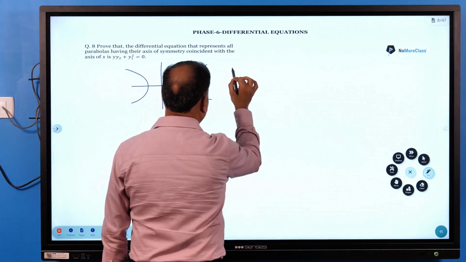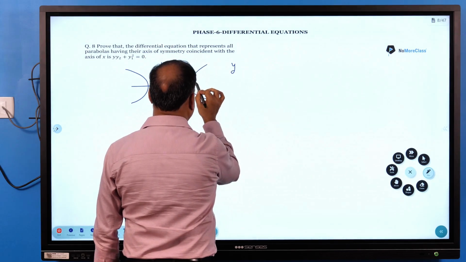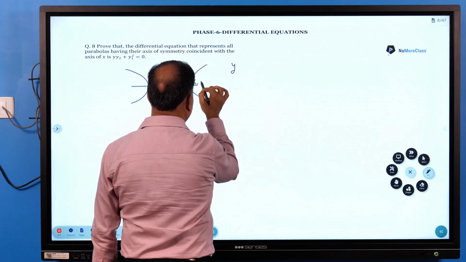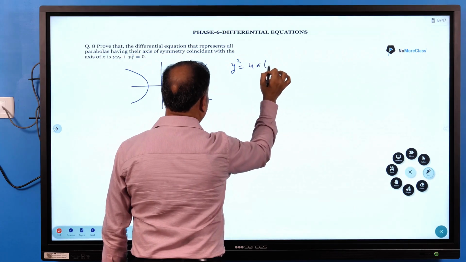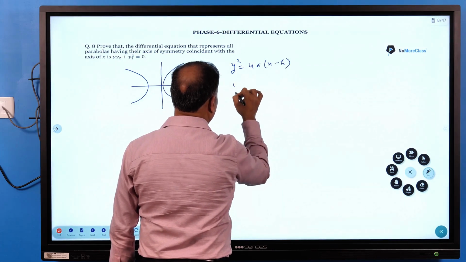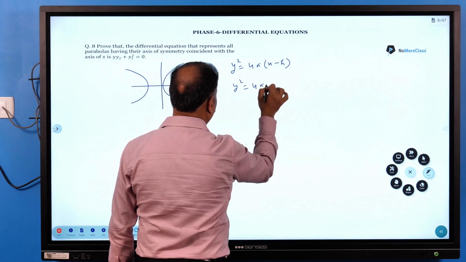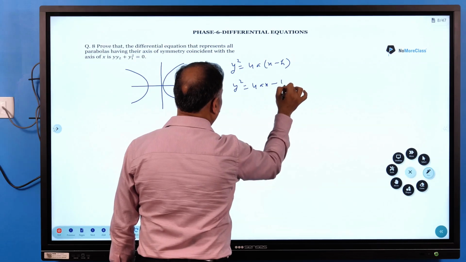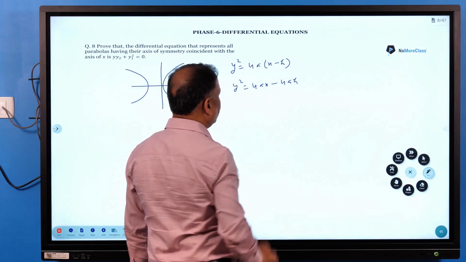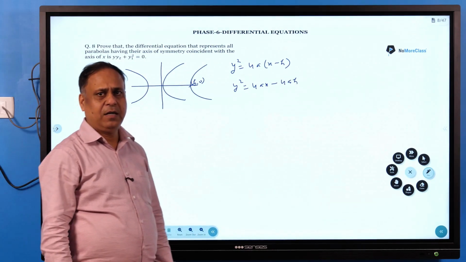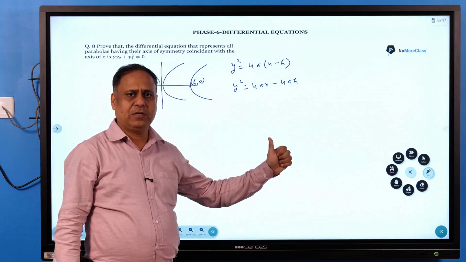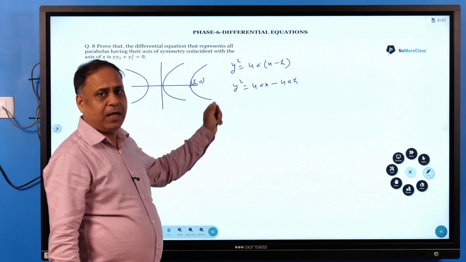So the equation will be, the vertex can be taken as (h, 0). So y square is equal to 4a(x minus h). So y square is equal to 4ax minus 4ah. So two unknowns are there, so the order must be 2. First of all, we will fix the order. So the order of any differential equation will be equal to the number of arbitrary constants.